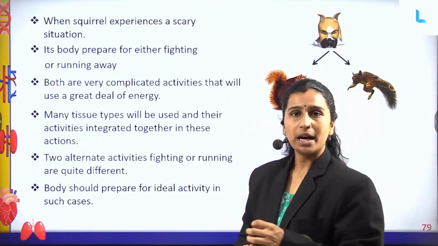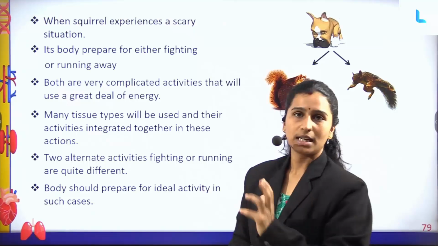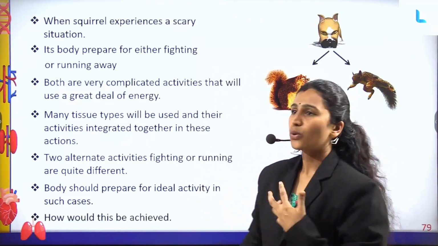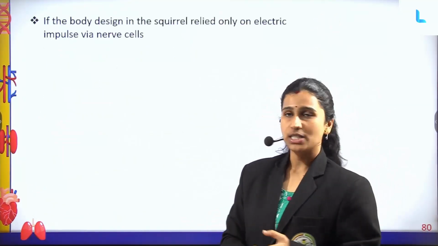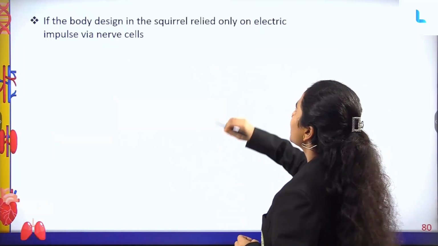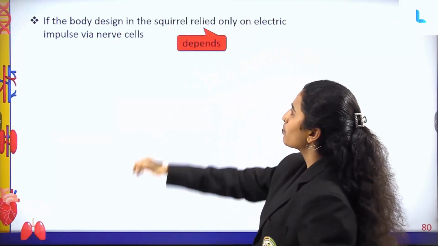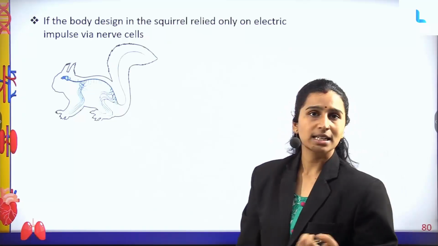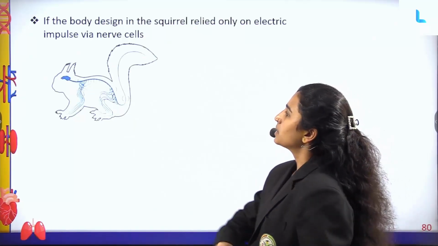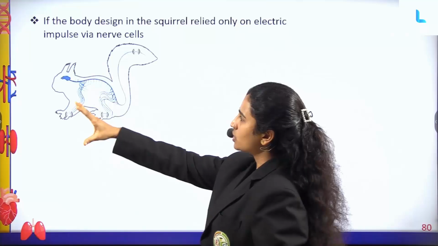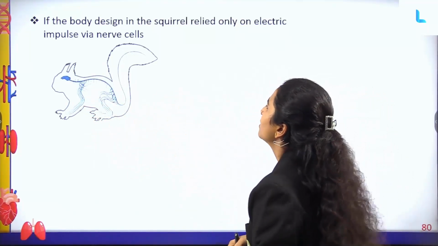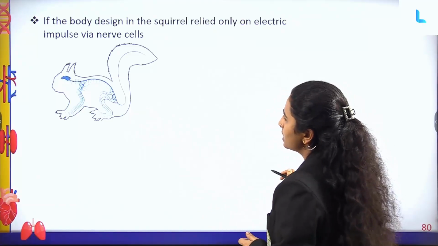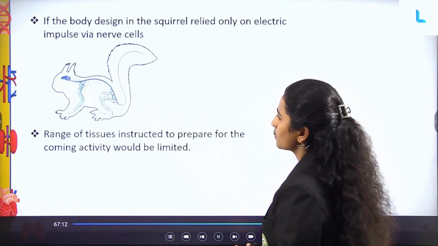So the body should get prepared, ideally active for such cases. So it should decide quickly. So how would this be achieved? So how can this quick action be achieved? So if the body design in the squirrel relied only on electric impulses via nerve cells, relying means depending, by the time the nerve impulses took the decision, it would have been too late and the enemy would have attacked easily. So this is how the electric impulses are taken via nerve cells.